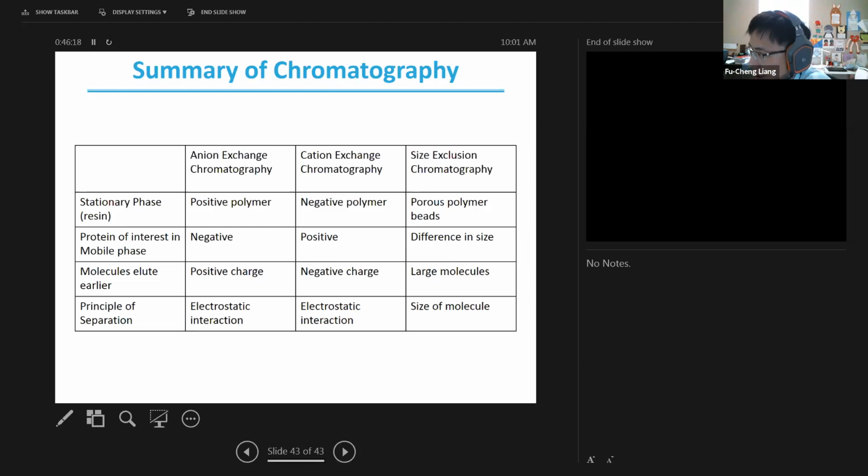And of course, cation exchange will be different from anion exchange. The stationary phase has a negative charge, but your protein of interest or your molecule of interest has a positive charge, and they can bind each other. And they use electrostatic interactions. And the last one is size exclusion chromatography. As you already saw in the picture before, it can separate molecules of different sizes. Small molecules can be trapped in the cavity, big molecules can come out of the cavity, and that's why you can separate by different size.